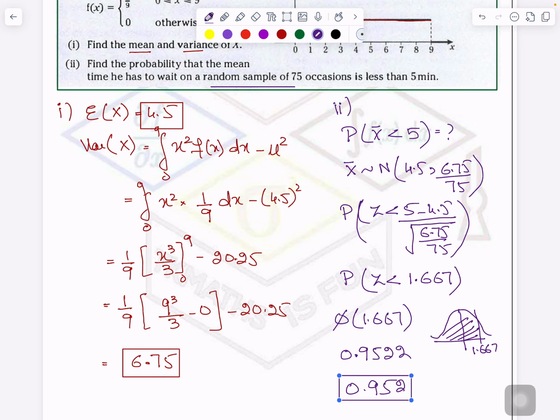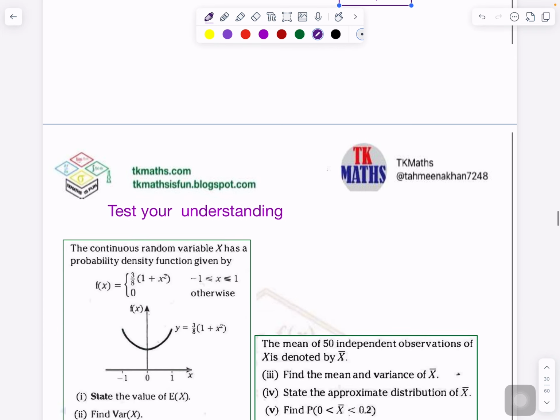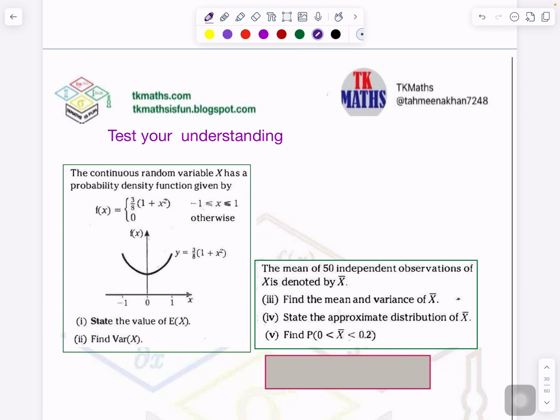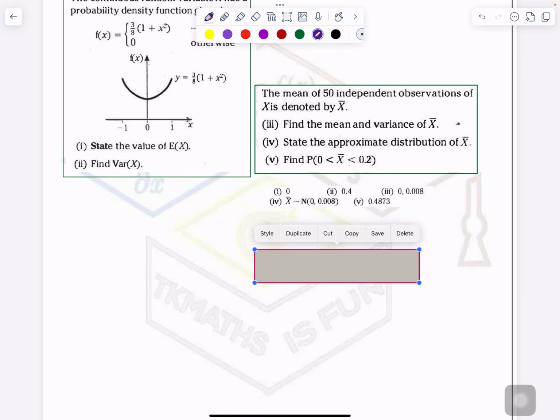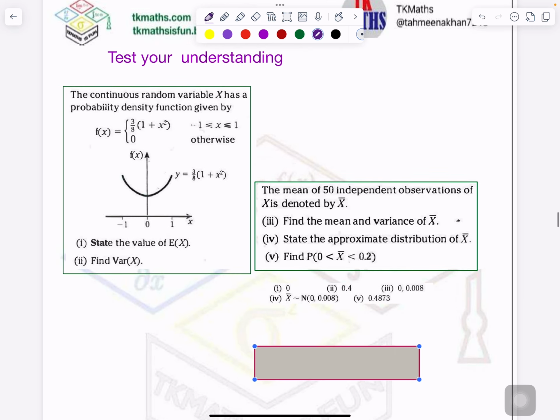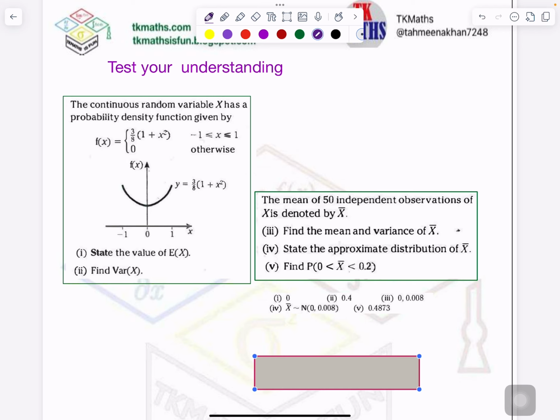So this is how you will solve it. And one question is to test your understanding. So you can try it out. And if you have any question, you can ask me. I'll explain it to you. Let me see. Okay, the answer I have given here for you. The method I have not explained. You can use the method I have explained in the above example. And I hope you will get it right.